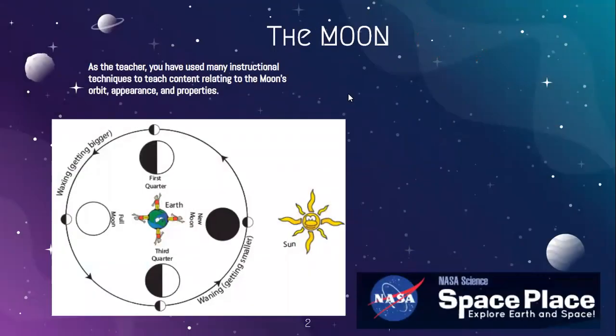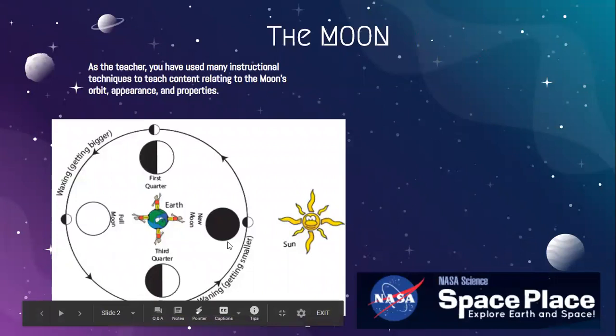Okay, so we'll start with the moon, actually. And so as the teacher, you've probably used many instructional techniques to teach content relating to the moon's orbit, its appearance, and its properties. And so if we just start with thinking about the moon's orbit, the first thing that comes to mind, that things that we try to teach students, is why we see different moon phases, right? And so it's due to the moon's orbit around the Earth.